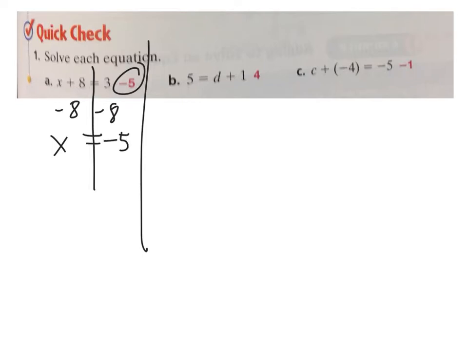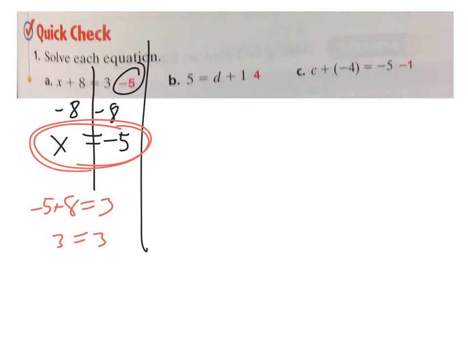And again, you do have to show me the check. So you're going to take your negative 5 and plug it back into the original equation. So negative 5 plus 8 equals 3. And that is true. So my answer of negative 5 is correct.